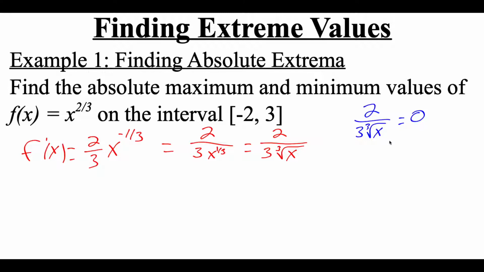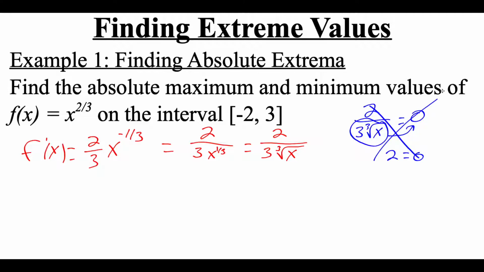Now, if I was trying to solve this, I don't like fractions, so I would take that denominator and multiply it over to the other side. But if I take anything and multiply it by 0, I'm going to get 0. So then this will say 2 equals 0, which doesn't make any sense mathematically speaking. So there are no places where this derivative equals 0.